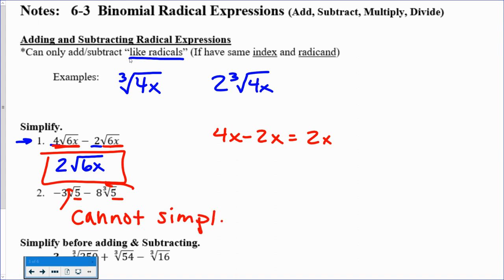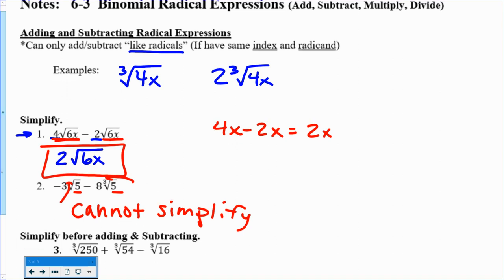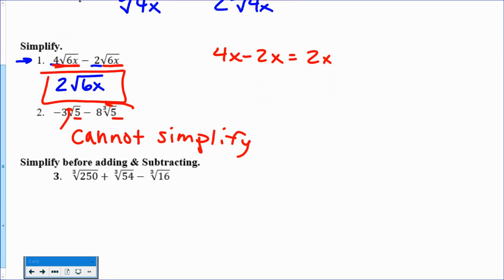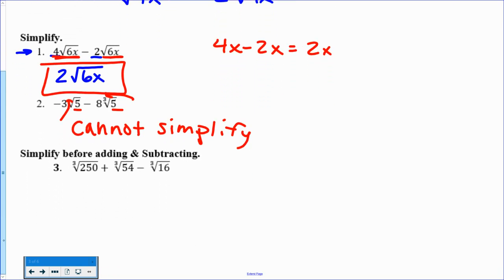I think there's just a multiple choice that you push in MyMathLab that says already simplified or something like that, or you type in your simplified answer. So there may be some that you cannot simplify because they don't have the same index or radicand or both. Those shouldn't take you very long to do.